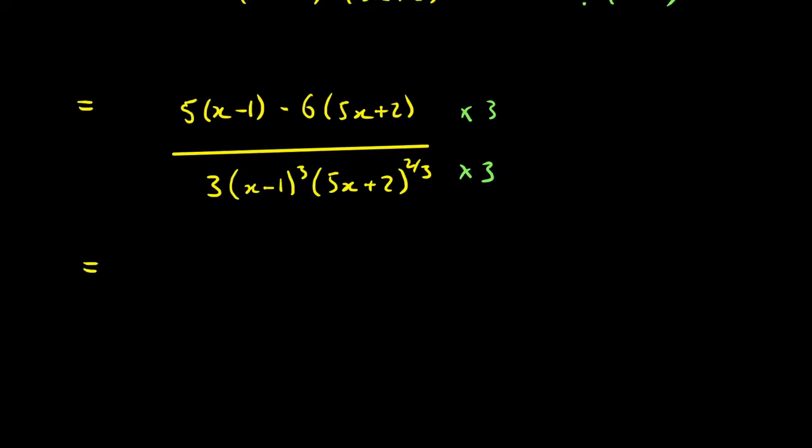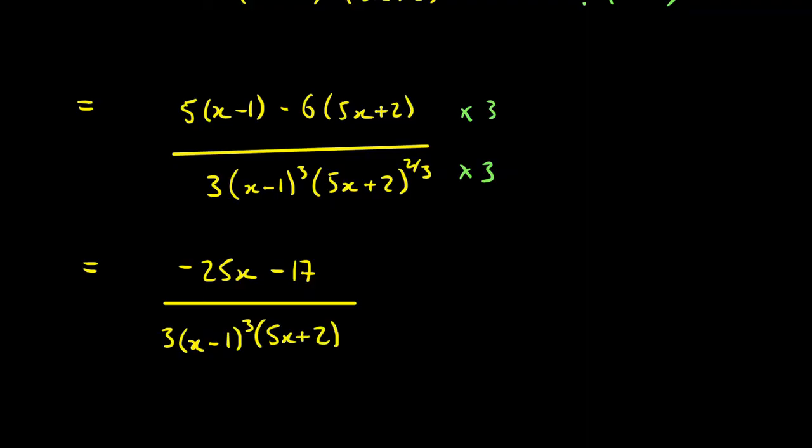All right, then. We're getting close. On the top, we can now simplify our terms. We've got 5x minus 30x, so 5x minus 30x is minus 25x. And we have got, as well, 5 times negative 1. So minus 5 minus 12, it looks like. Minus 5 minus 12, which is minus 17. So we've got minus 25x minus 17, all divided through by 3 bracket x minus 1 cubed bracket 5x plus 2 to the power of 2/3.